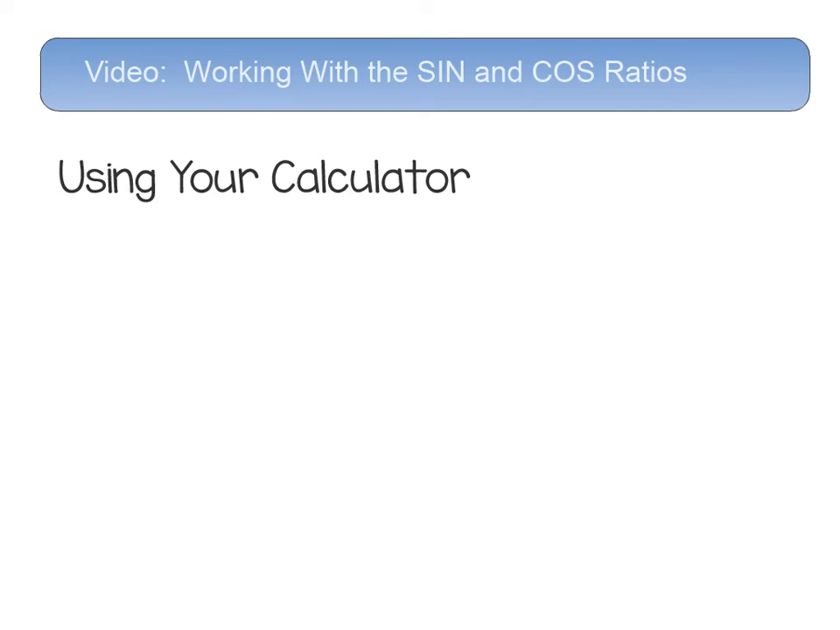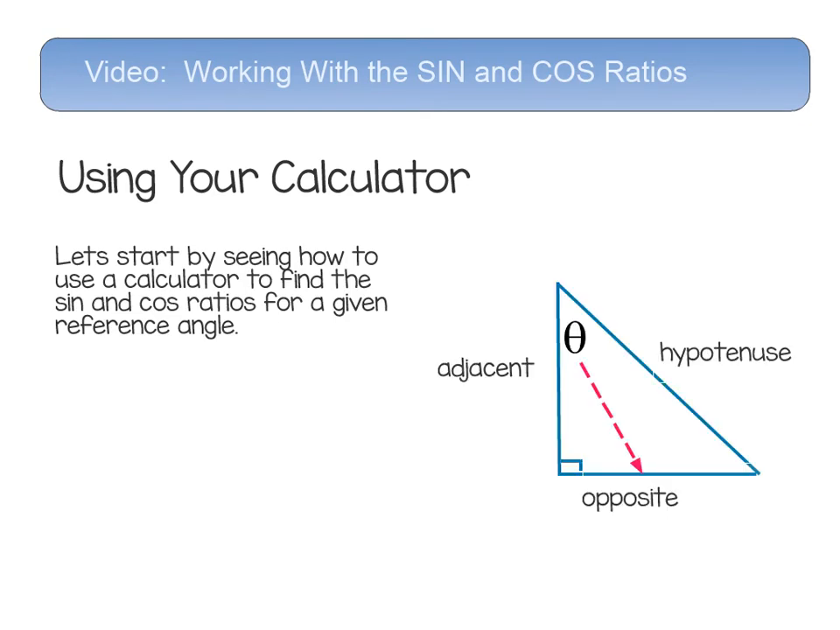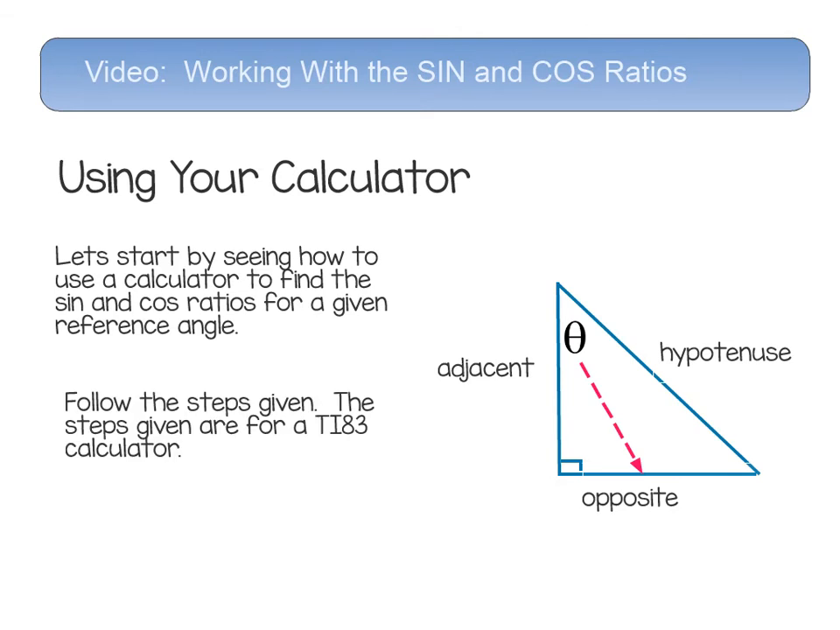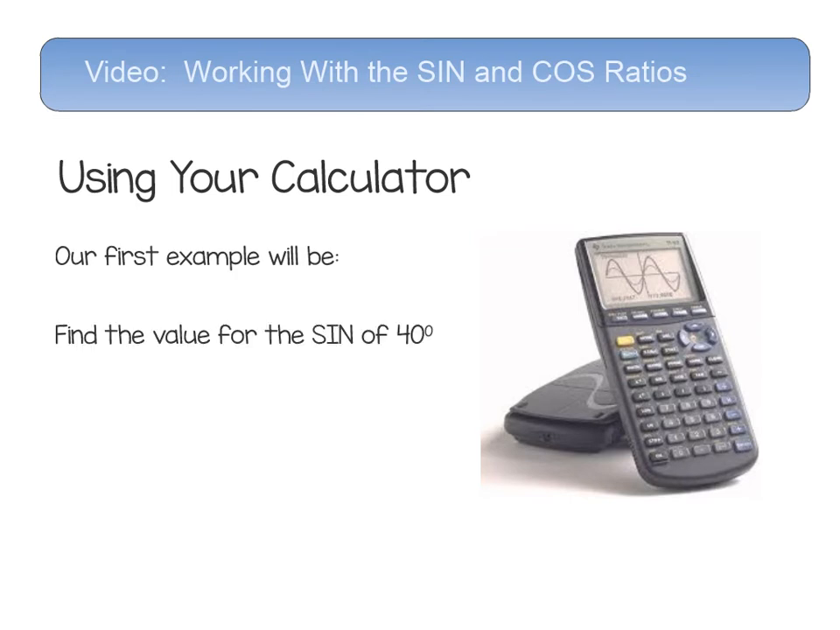Using your calculator. Let's start by seeing how to use a calculator to find the value for the sine and cosine ratios when given a particular reference angle. Follow the steps given. These steps are for a Texas Instruments 83 graphing calculator. Now, let's take a look at an example. Our first example will be to find the value for the sine of 40 degrees.